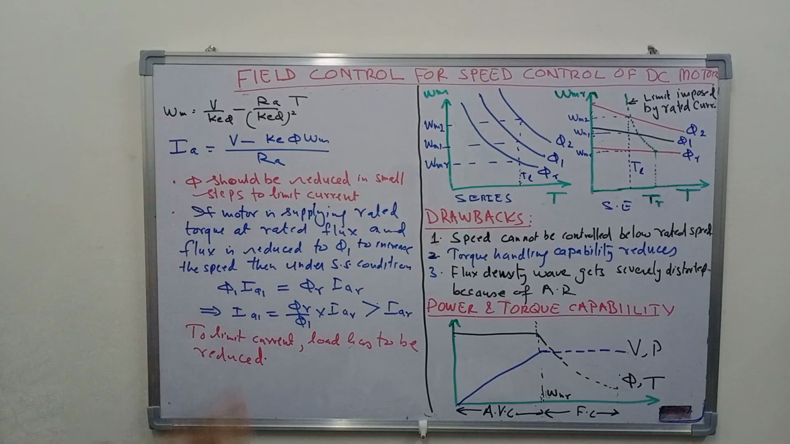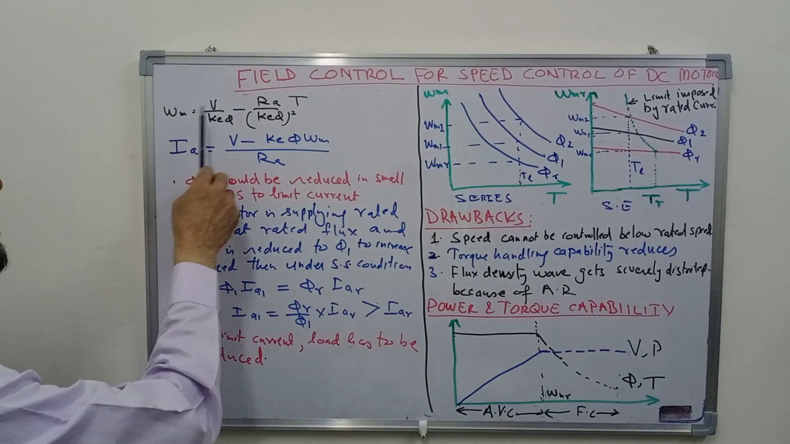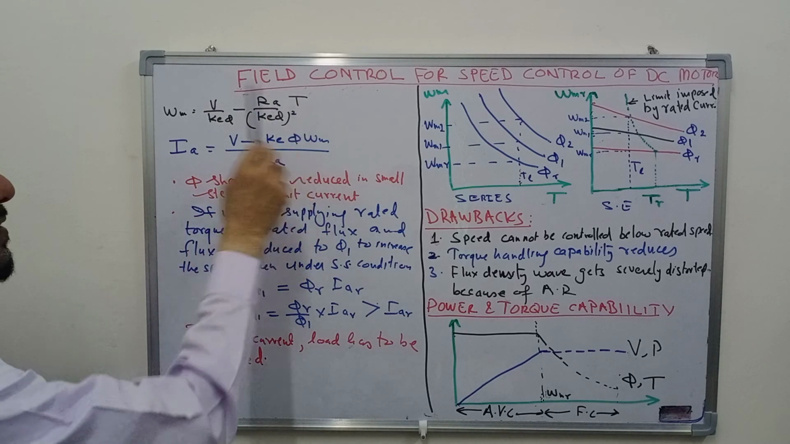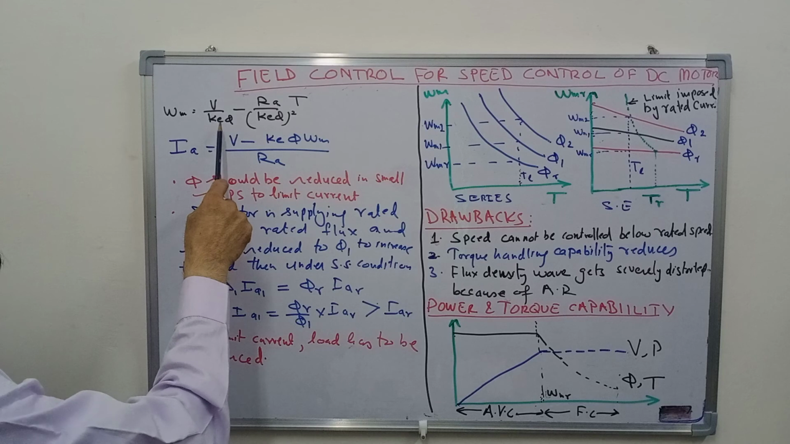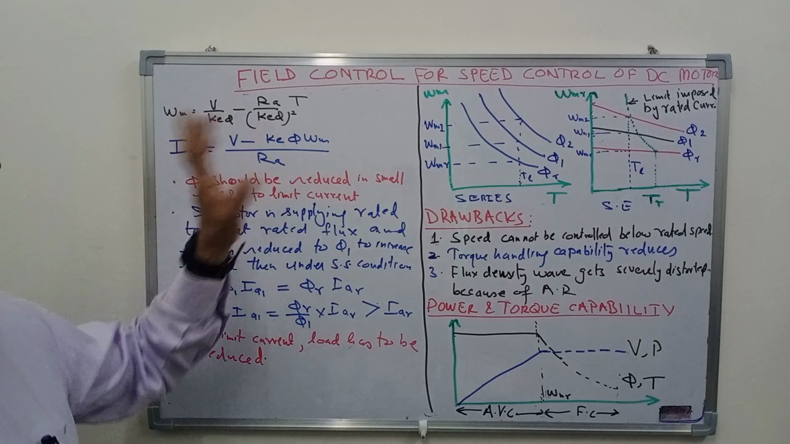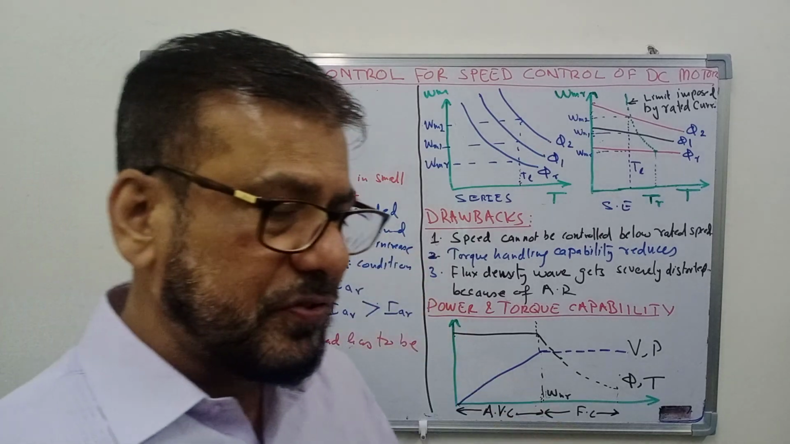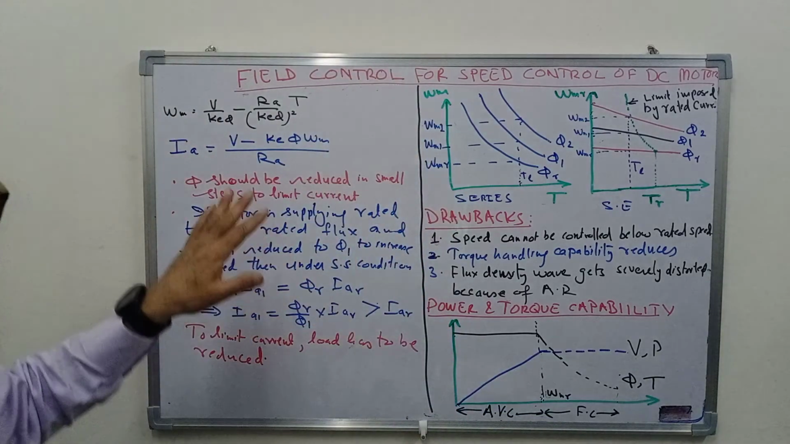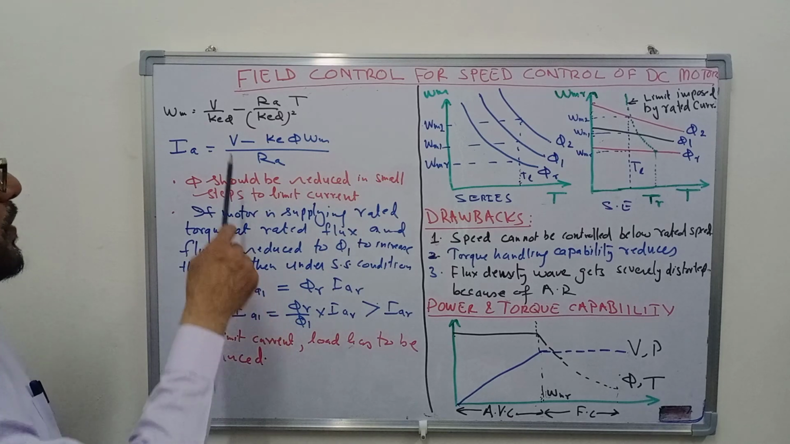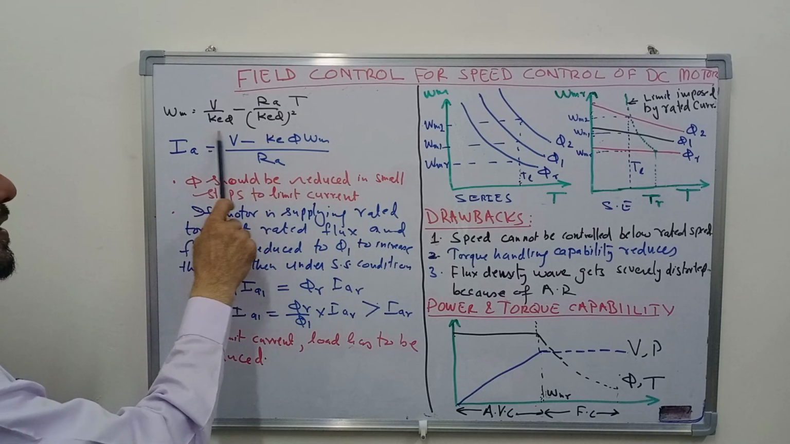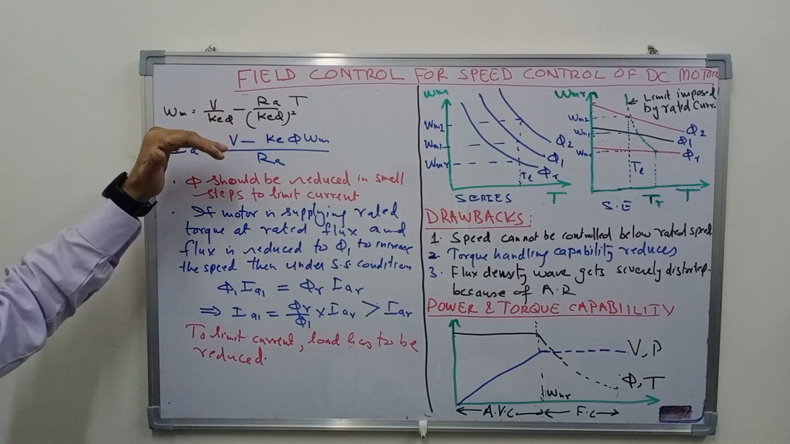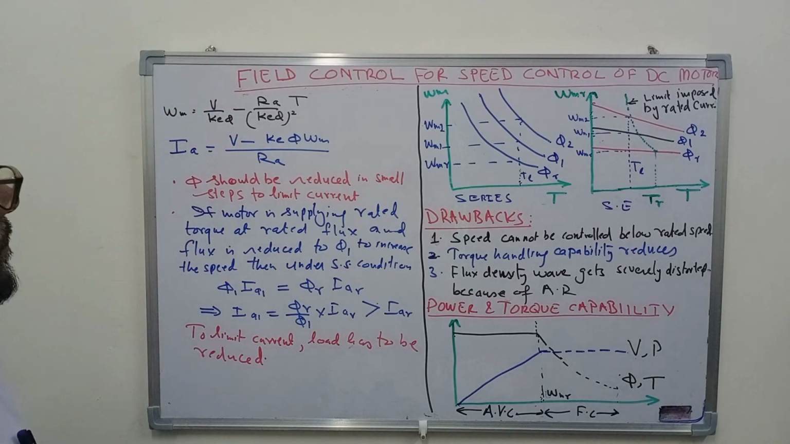We discussed in detail the armature voltage control, but today I will discuss the field control method in detail. So, you recall the equation. Speed is given by V upon K phi minus RA upon K phi square into torque. So we are now changing the flux, keeping the armature voltage constant. We are not changing the voltage. You can see that phi is in the denominator. So if you decrease the flux, the speed will increase.